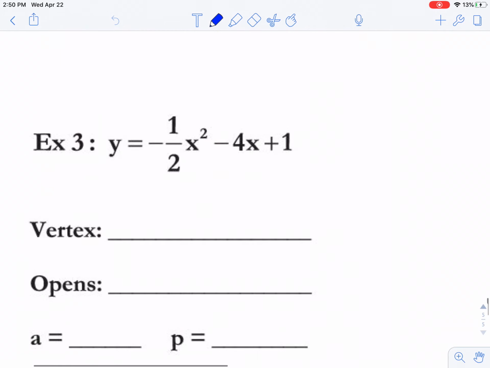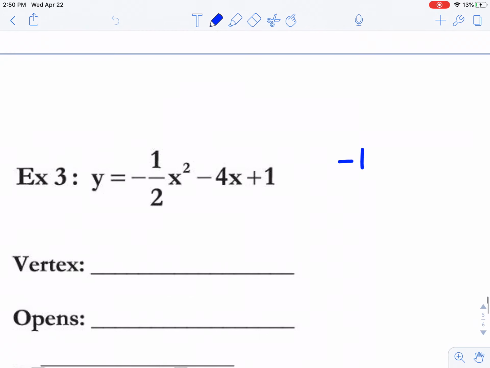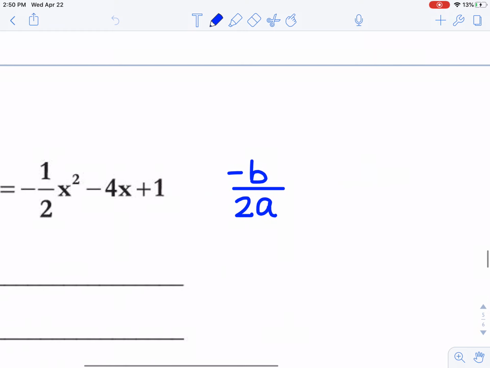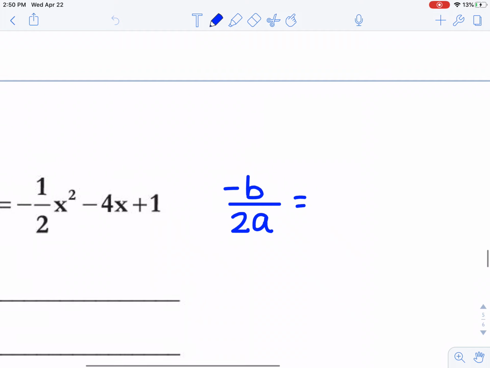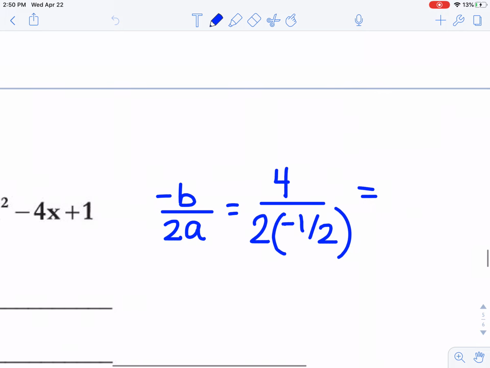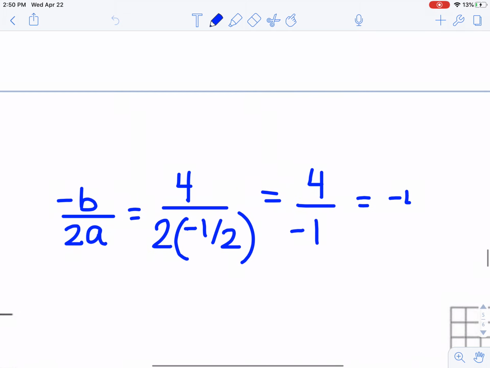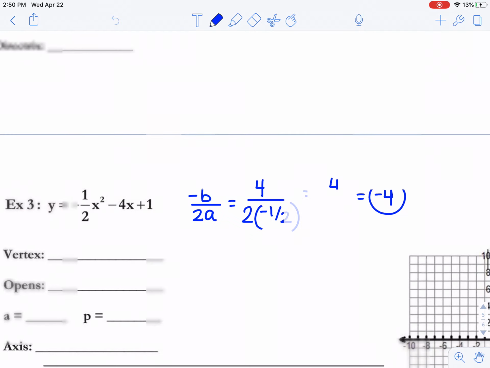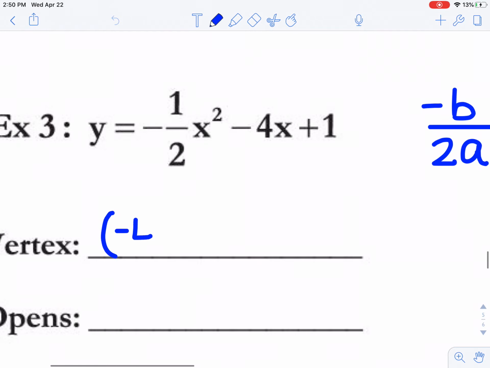Okay, so first we want to find the vertex, and to find the vertex, this is not in vertex form, so we have to do the formula opposite b over 2a. So opposite of negative 4 is positive 4, so that's positive 4 over 2 times the a value, which is negative 1/2. So that's 4 over negative 1, that's negative 4. So that is your x value of your vertex.